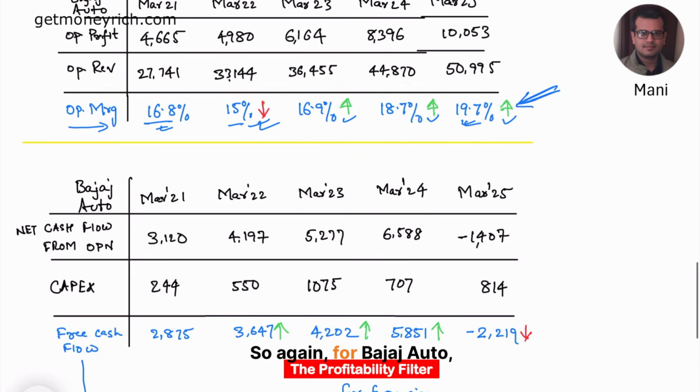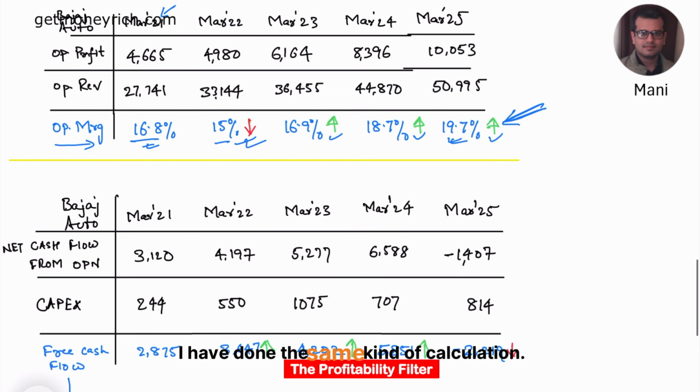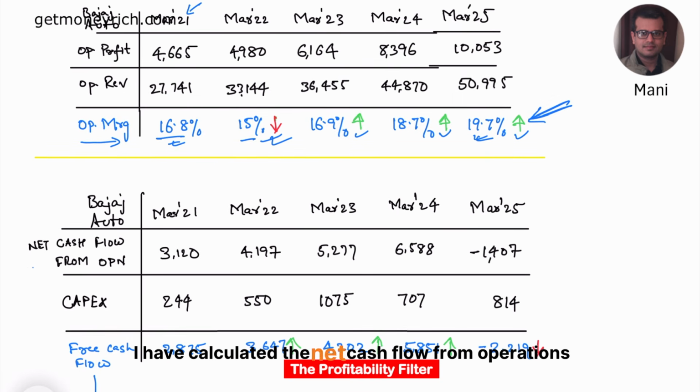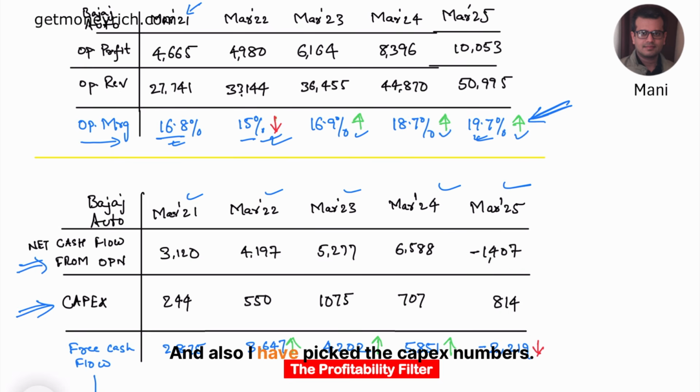So again, for Bajaj Auto, I have done the same kind of calculation. I have calculated the net cash flow from operations for the last 5 years, and also picked the capex numbers. You can see that in the last 5 years, the free cash flow of the company has gradually been increasing. It started with 2875 crores in March 21, and till March 24, it went on to 5851 crores. But in the last financial year, March 25, its free cash flow has gone down.